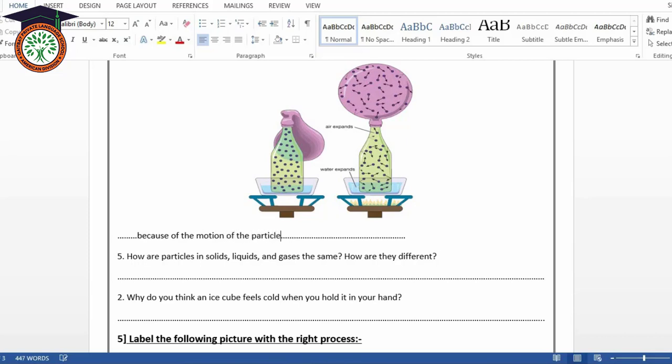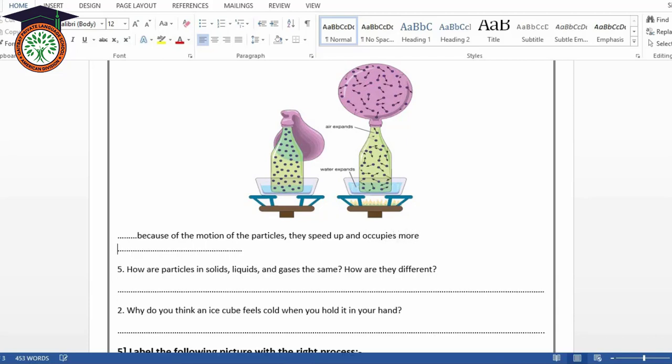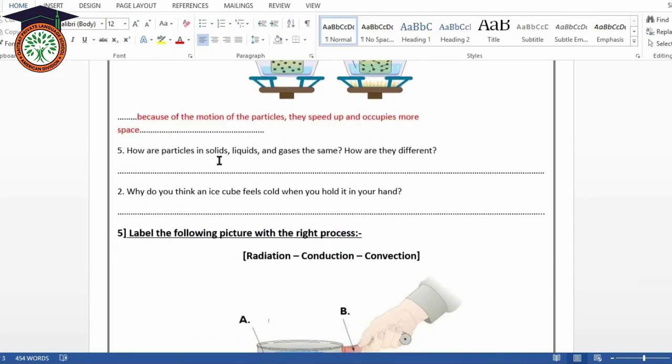The motion of the particles. They speed up and occupy more space according to the kinetic molecular theory.